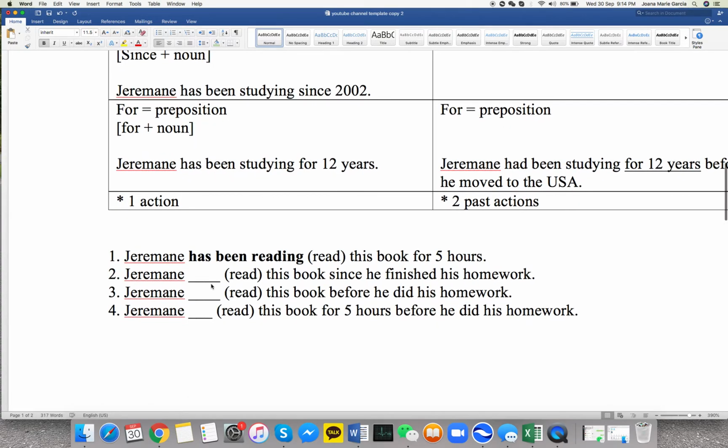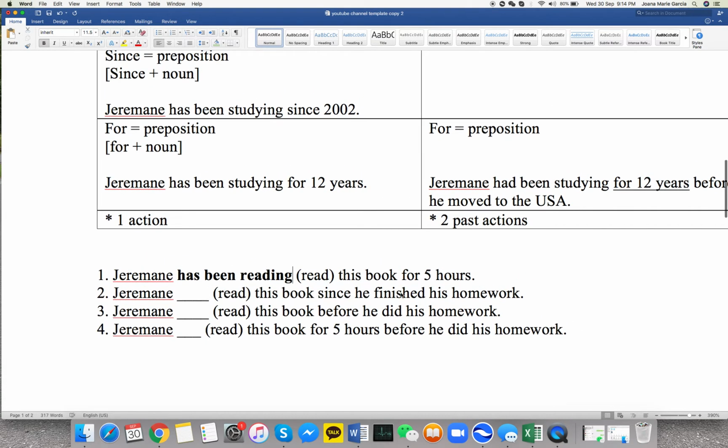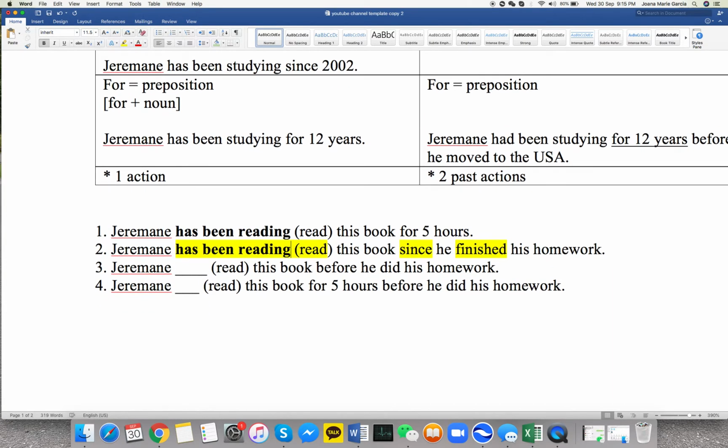Now for this case, Jermaine blank this book since he finished his homework. There are two actions. We have read and we have finished. But you have to check, like I said, if there is since. It means that it is actually present perfect continuous. So the answer is the same: has been reading. Jermaine has been reading this book since he finished his homework. So that's the thing. It means that when he finished his homework, he started reading the book, and until now he's still reading.